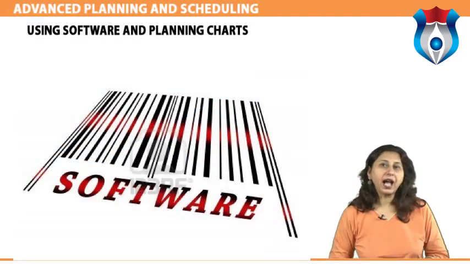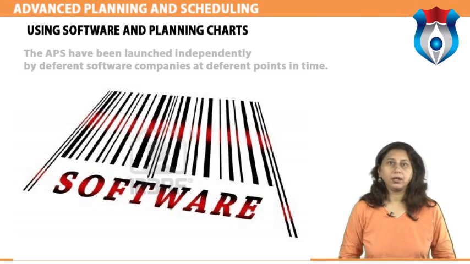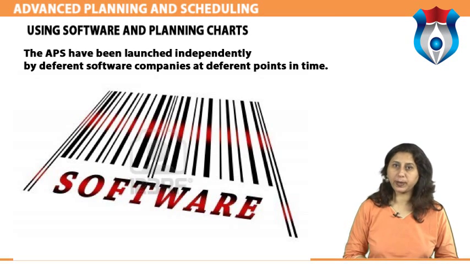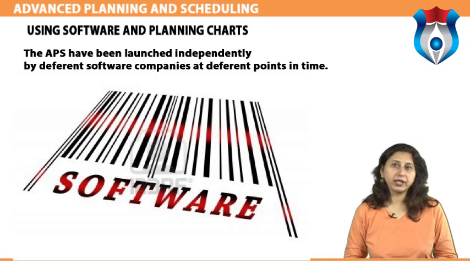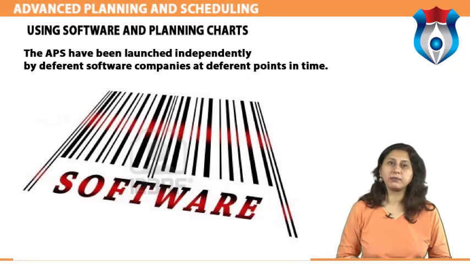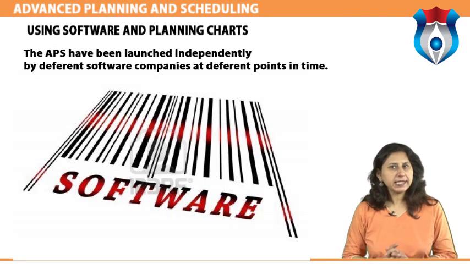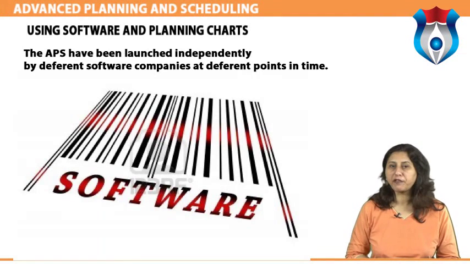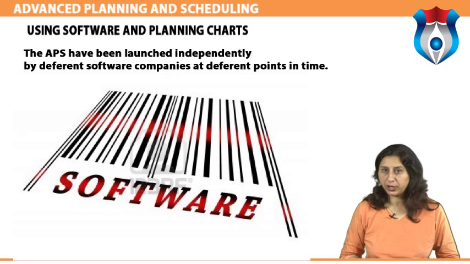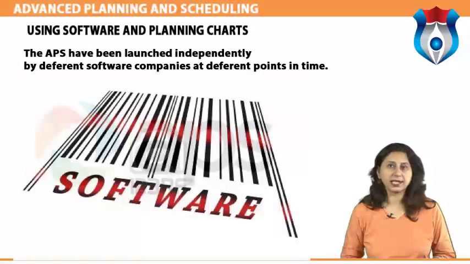Now we will study how to use software and plan charts. The APS has been launched independently by different software companies at different points in time. Nevertheless, a common structure underlying most of the APS can be identified. APS typically consists of several software modules, eventually again comprising several software components, each of them covering a certain range of planning tasks.